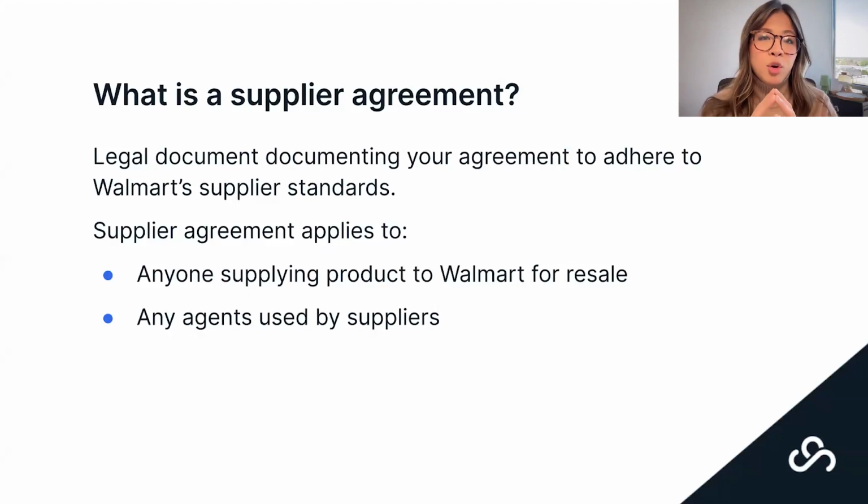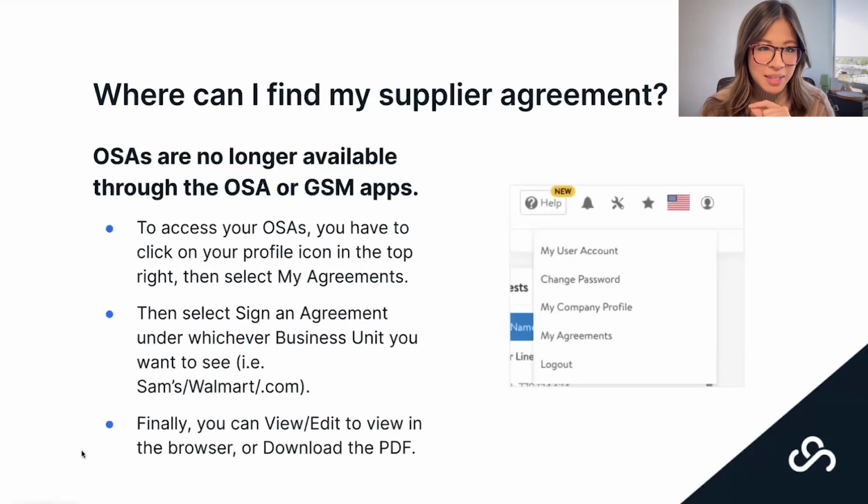So again, if you're asking, okay, do I need to know about this? Do I need to care about this? The supplier agreement is going to apply to anyone that is supplying product to Walmart for resale. So Walmart is purchasing it from you and selling it at their stores or .com or Sam's Club or whatever it is, you're going to have a supplier agreement, and also for any agents that are used by suppliers. So again, broken record, but if you are selling through Walmart, you will have a supplier agreement.